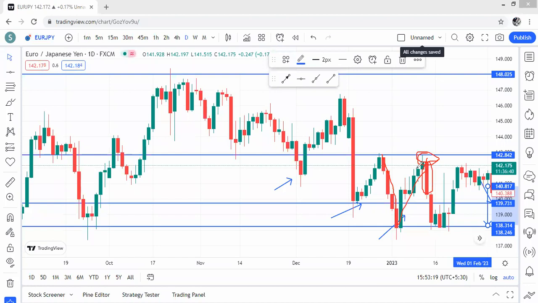At least always look for your entries and exits at such points, because those are key areas where there is a high reaction. When price reaches here, there is a high movement, and whenever there is a high movement in the market, that's when you should be looking for your entries, and that's when there are a lot of opportunities in the forex market.